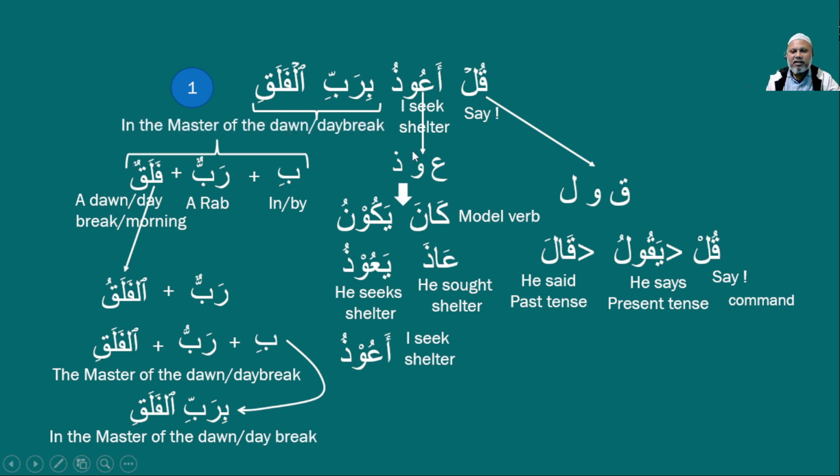This is the meaning of verse number 1. Say, I seek shelter in the master of the dawn, or in the master of the daybreak. It means Allah. I seek shelter in Allah. Bi Rabbi means in Allah, the master of the daybreak.